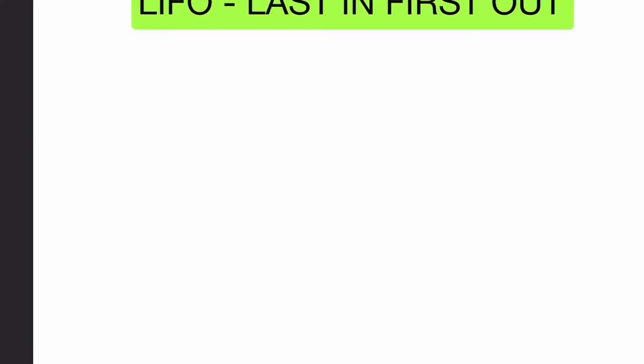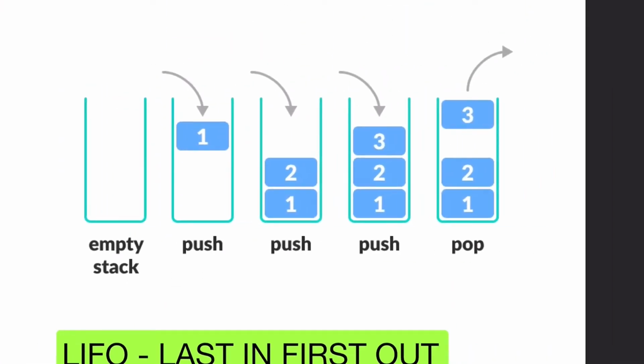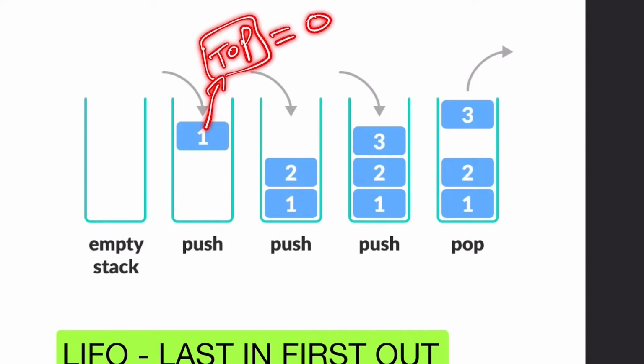Let me show you this thing here. Suppose I have one inside my stack. Now I got one inside my stack. One is a part of this stack, and this is the only element inside my stack. So the top will point to this place. So the value of top is going to be 0. Why 0?